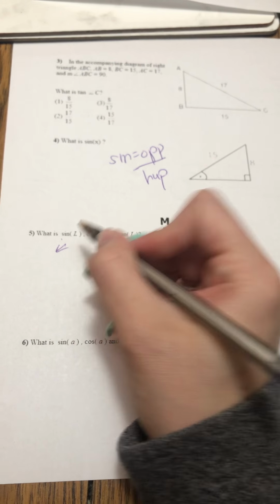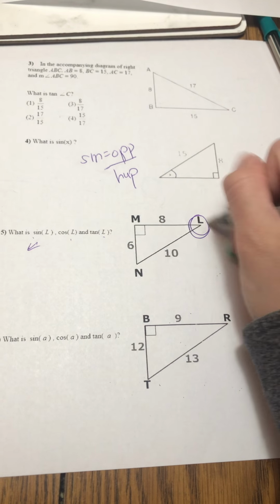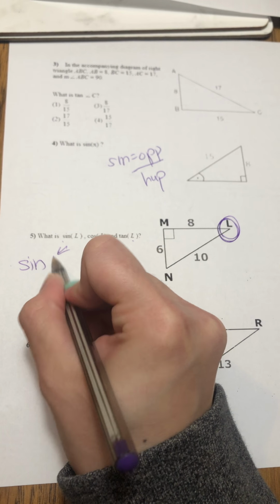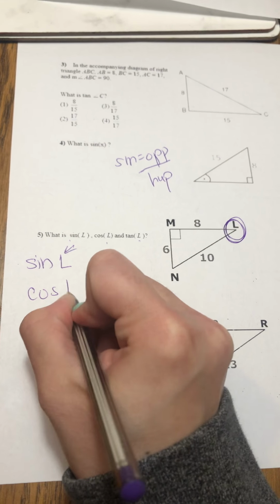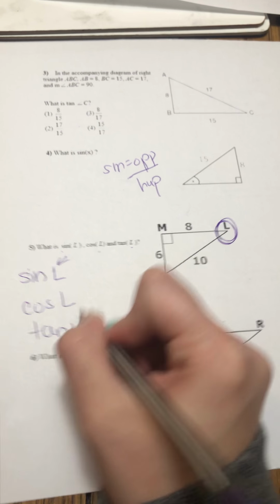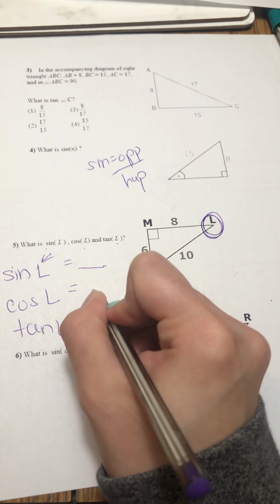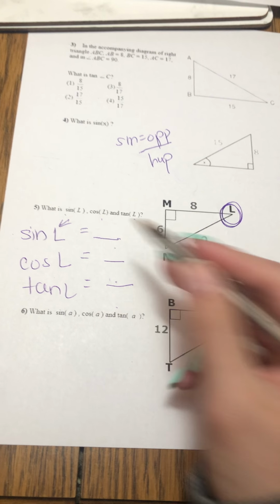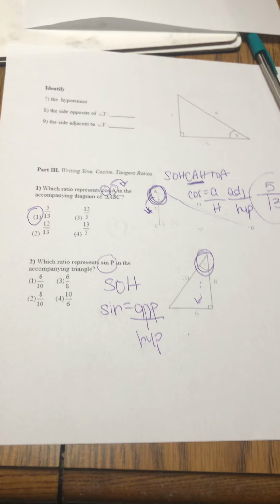Again, using the same angle, so you're using this angle for all 3. I want the sine of L, I want the cosine of L, and I want the tan of L. I want the ratios. Okay? There should be a number in the bottom and the top for those. Again, for 6. Okay? So hopefully that was helpful.